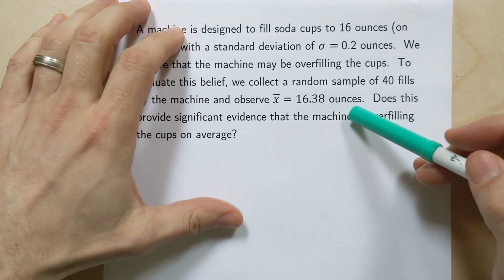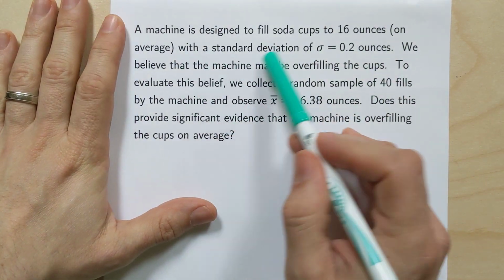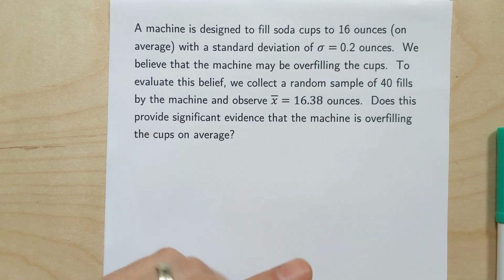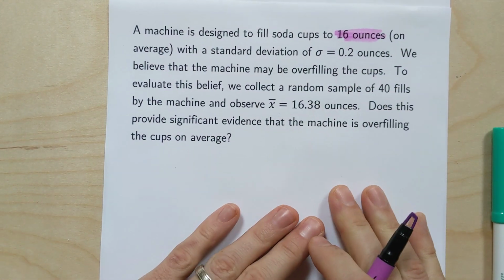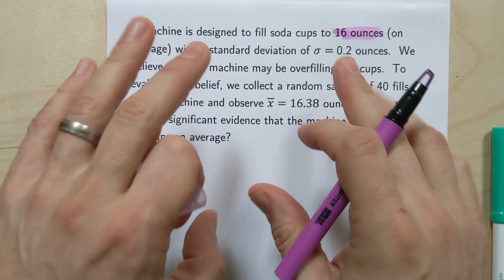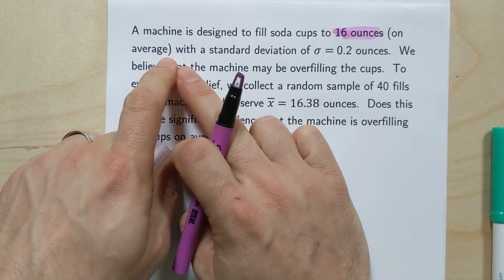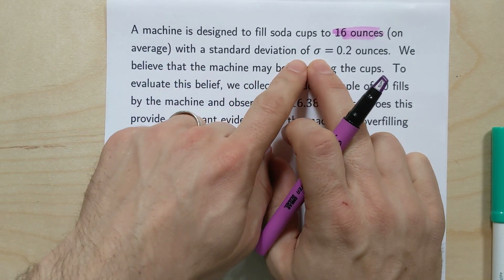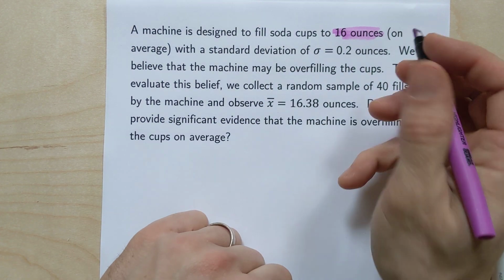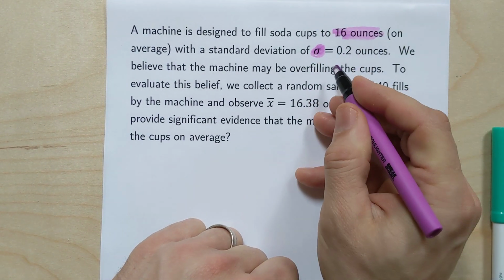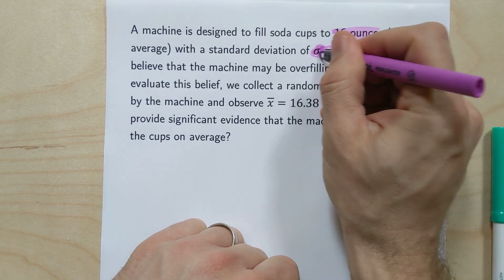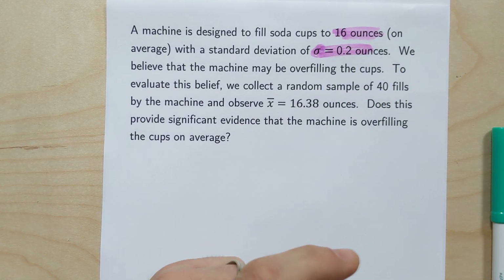We've seen a lot of made-up examples like this, but let's say we had a machine that's designed to fill soda cups to 16 ounces on average. That's what it's supposed to do. You can already anticipate it's probably not doing what it's supposed to, with the standard deviation of sigma equals 0.2 ounces. And of course, they went out of their way to show us that they're using the symbol sigma, meaning this is a population standard deviation. This is a population value, so that's nice.